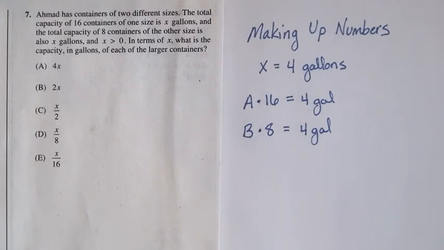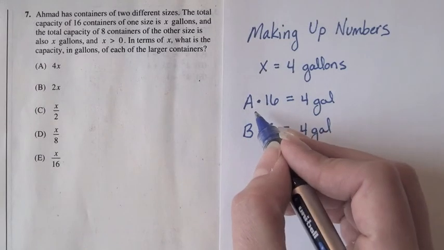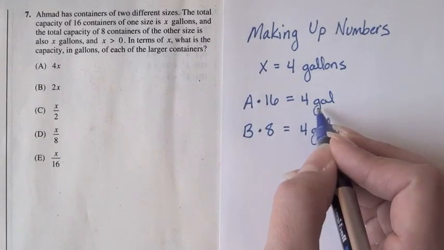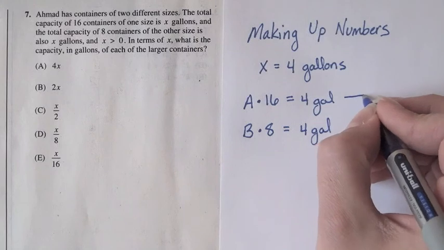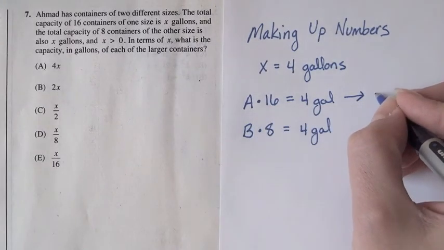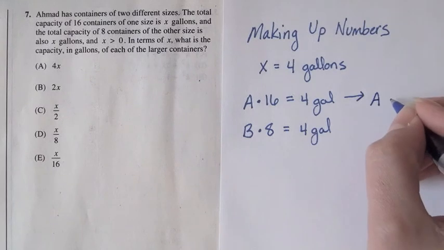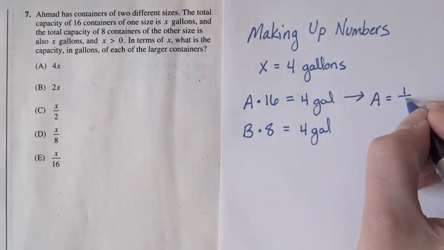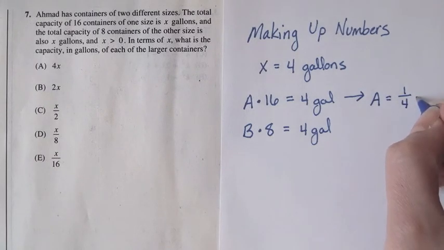Now, it can be a little tricky to decide which one of these is a larger container, but because we made up numbers, we can solve for this explicitly. So what is the capacity of a container of size A? Well, if 16 A's hold 4 gallons, then to find the capacity of 1 A, just divide both sides by 16. You'll get that a container A can hold 4 over 16, or 1/4 of a gallon.